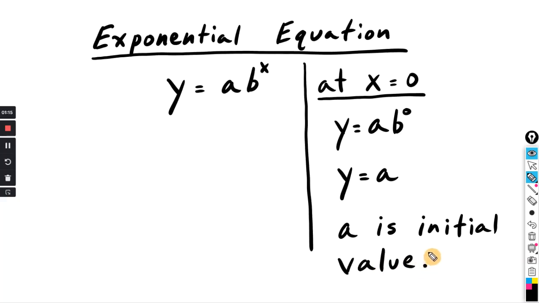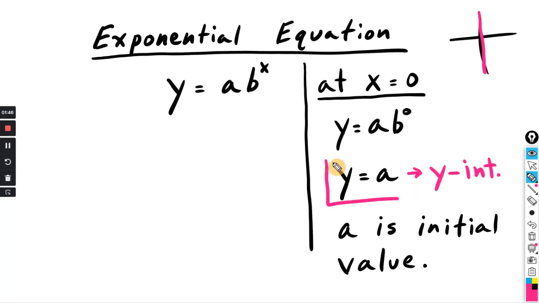All right. And as you know from the graph, at x equals 0, x equals 0 would be the entire y-axis. So y equals a is actually the y-intercept. All right, I'll just abbreviate INT. But this right here is actually the y-intercept.